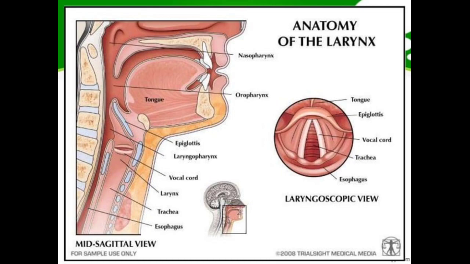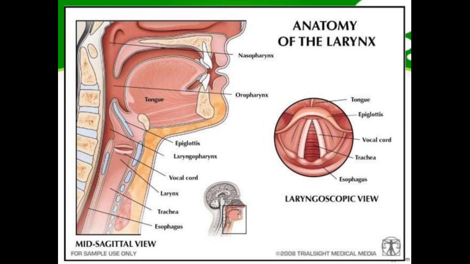Ligaments. These are the bands of connective tissue that attach the cartilages to each other and to surrounding structures. Some of the ligaments are enclosed by mucous membranes to form folds, such as the vestibular folds, false vocal cords, and the vocal folds, true vocal cords.